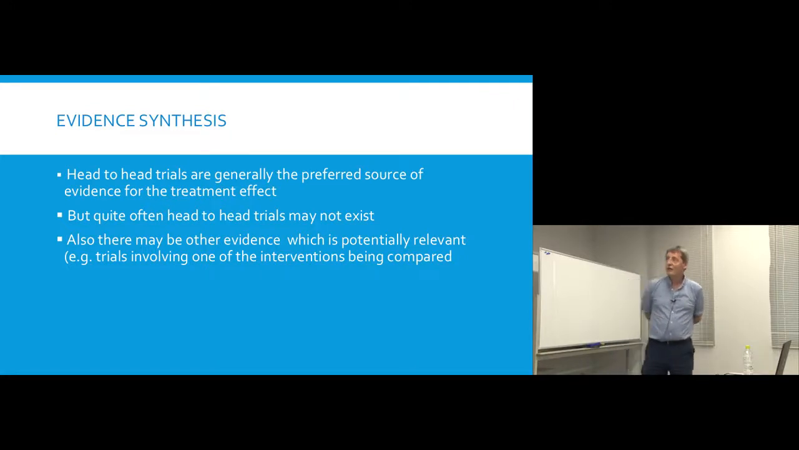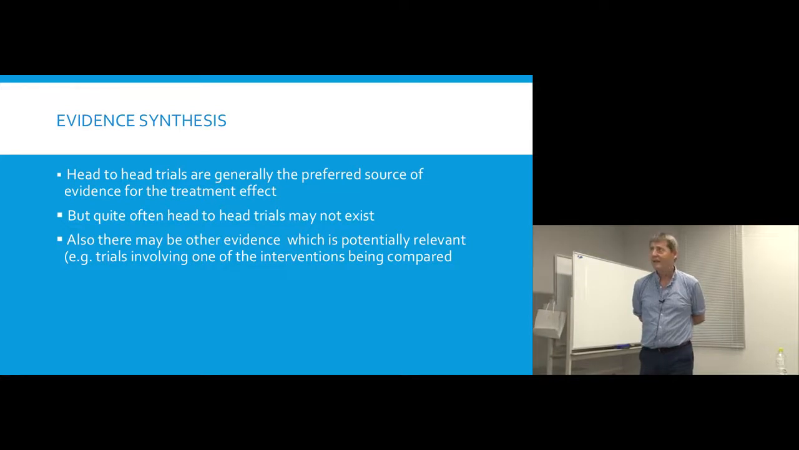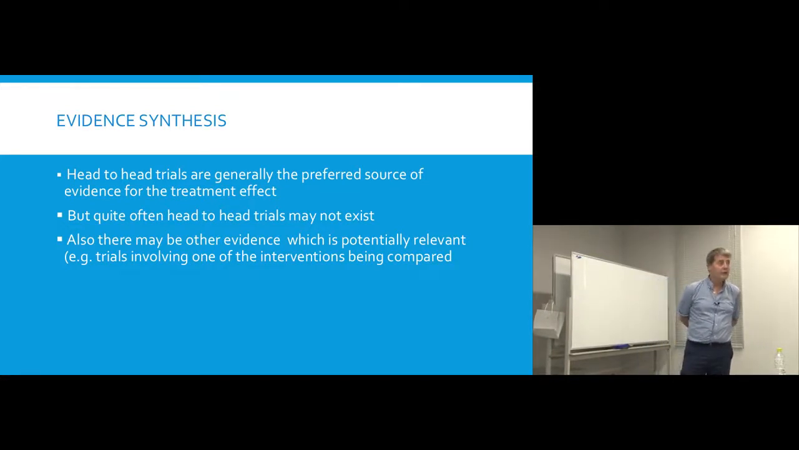And this general area is called evidence synthesis. You would, just to repeat, prefer head-to-head data in order to get an estimate of your treatment effect, but you haven't got it. But there may be evidence out there that's still useful. So for example, there may be a series of trials involving at least one.